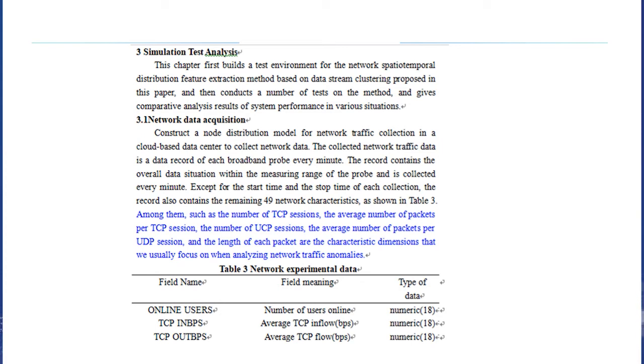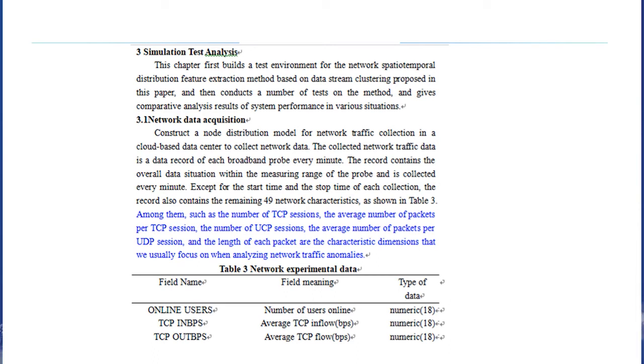Network data acquisition. Construct a node distribution model for network traffic collection in a cloud-based data center to collect network data. The collected network traffic data is a data record of each broadband probe every minute. The record contains the overall data situation within the measuring range of the probe and is collected every minute. Except for the start time and the stop time of each collection, the record also contains the remaining 49 network characteristics, as shown in Table 3.